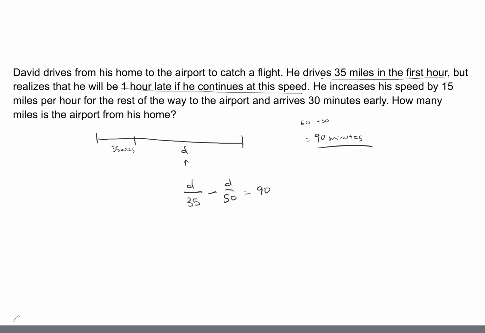Yeah, that's true, Kevin. Yeah. He drives the rest of the way at 50 miles per hour. So we have this is his initial time, and this is his faster time, and the difference will be 90 minutes. So we're not considering 60 minutes late or 30 minutes early. We're looking at the total difference, which is 90 minutes, right? Does everybody get how we got this equation? This is the first time, and this is the second time, and this is the difference between the times. Does that make sense?